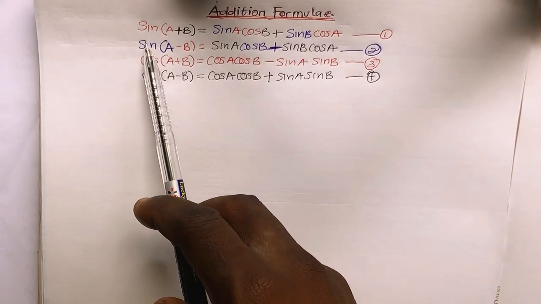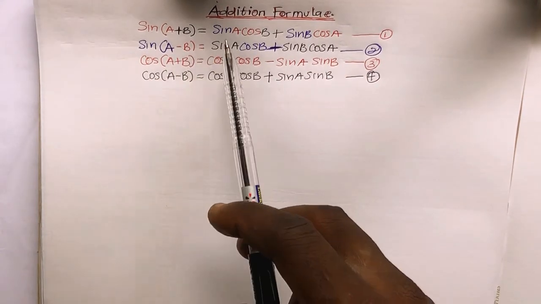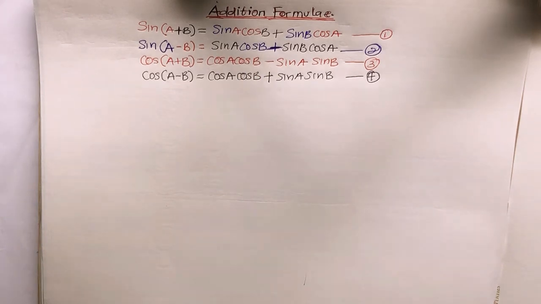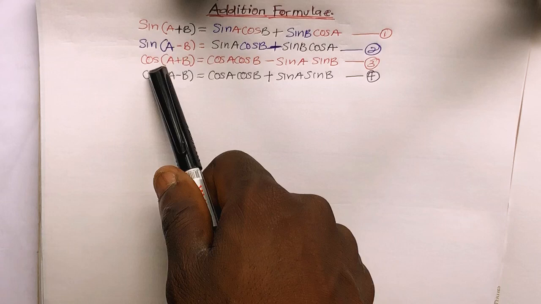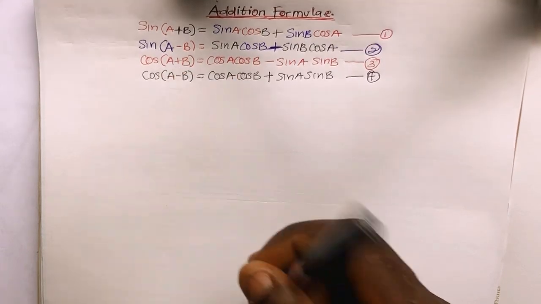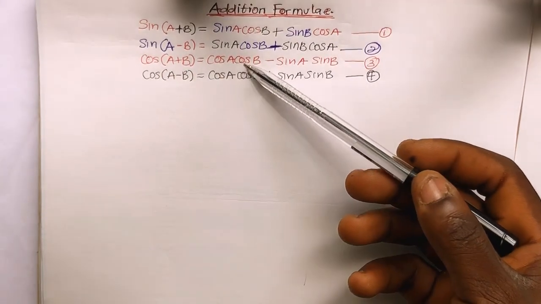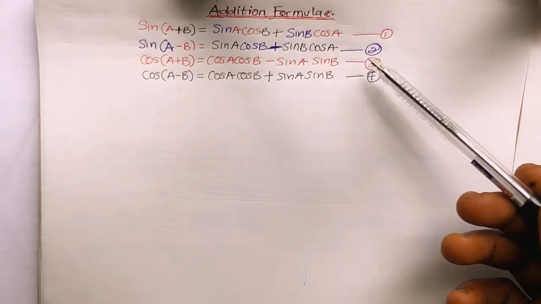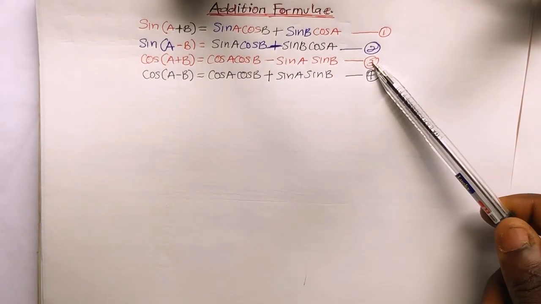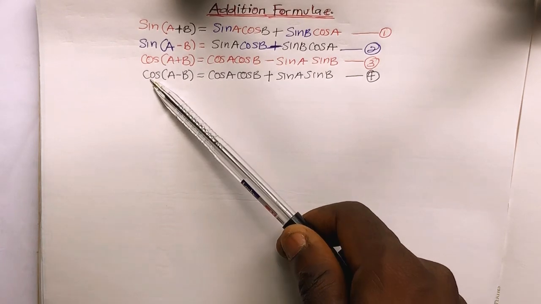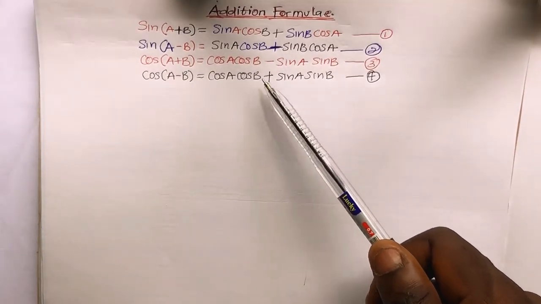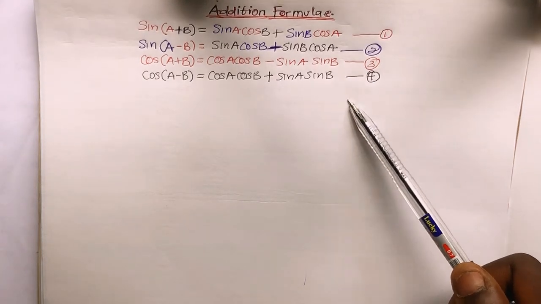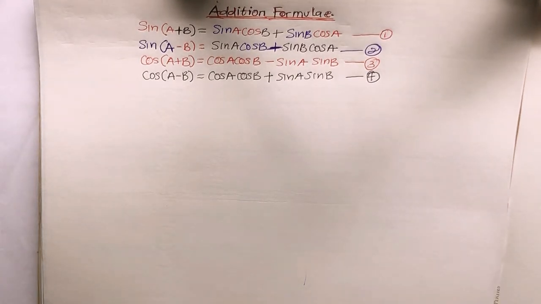Then the second one: sine(A - B) is taken as sine A cos B minus sine B cos A. This is actually negative, not positive. Then cos(A + B) is taken as cos A cos B minus sine A sine B, which is the third identity under the addition formula. Then the fourth one, cos(A - B), is taken as cos A cos B plus sine A sine B.